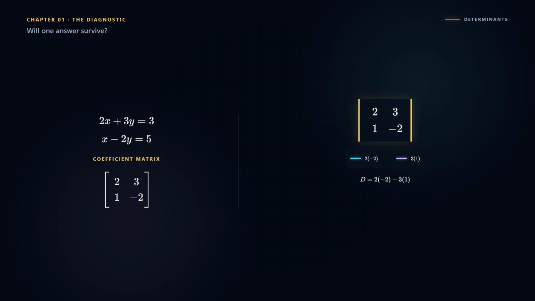Here that is 2 times -2, minus 3 times 1. The result is -7, non-zero. That does not solve the system yet, but it guarantees that exactly one solution exists.